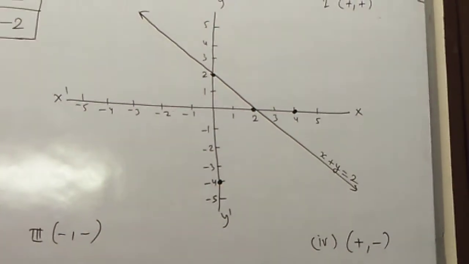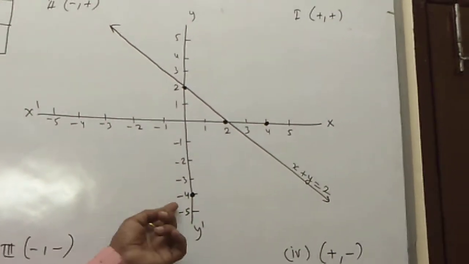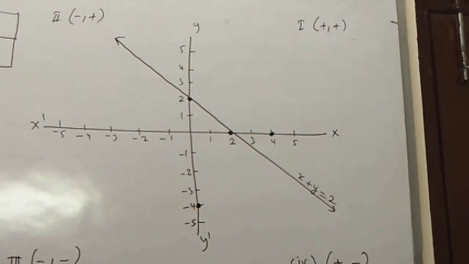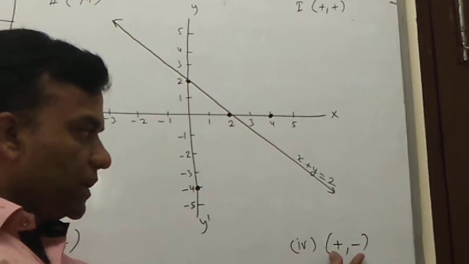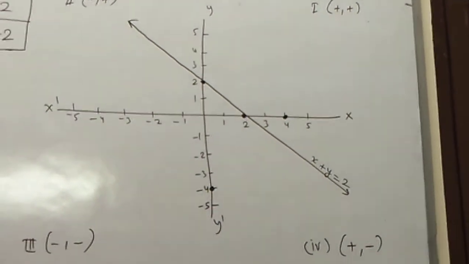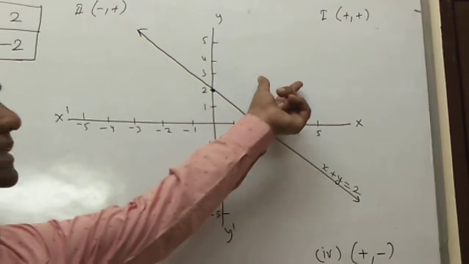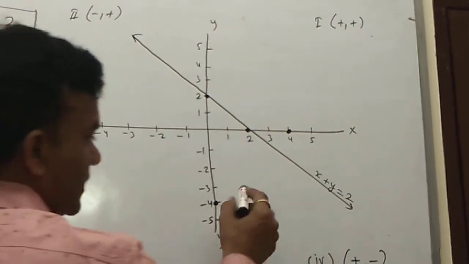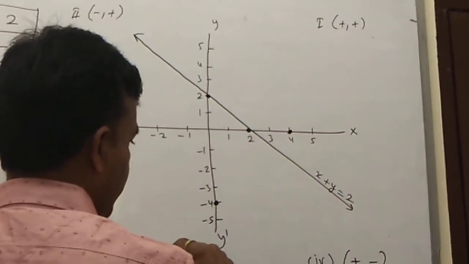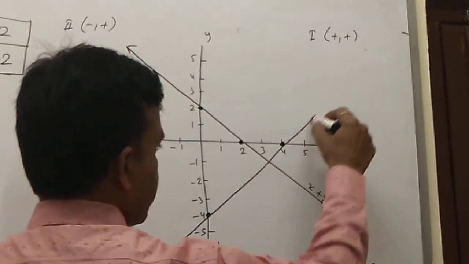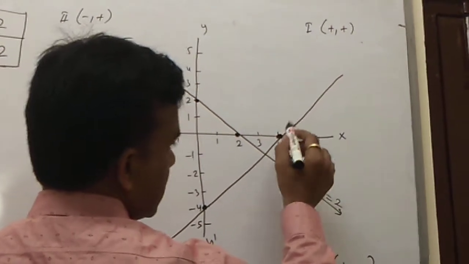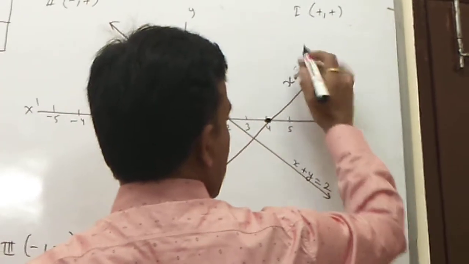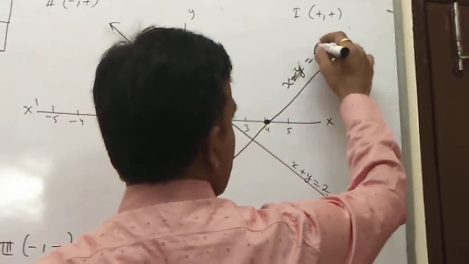4, 0 is on the x-axis. Okay, so the first coordinate on the y-axis has the negative value, because 0, minus 4 has plus and minus signs, so that is lying in the fourth quadrant. And now 4, 0 is plus plus, so that is lying in the first quadrant. So now we have these points. So we draw this line again. Okay, this is the solution now. You draw this line and the equation is x minus y equal to 4.